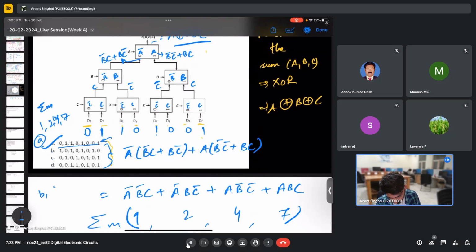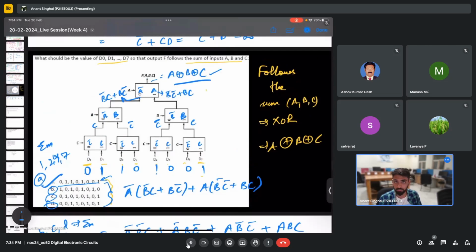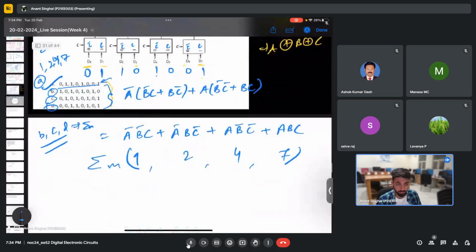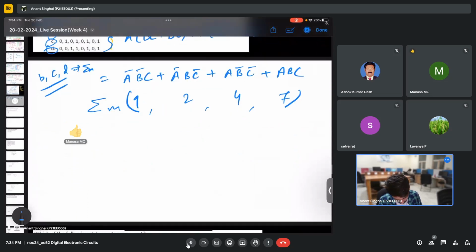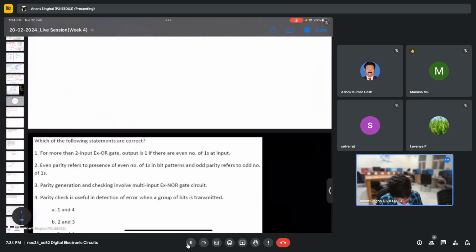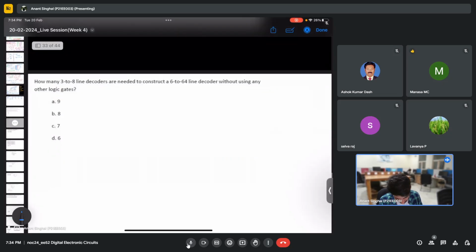Similarly, you can check for all the other options also. Maybe in the next class, you can let me know what is the output expression coming, maybe in terms of min term only for all of these options. Is this question clear? Solution, is it clear? Okay, fine. So let's move ahead. So let's move this. This is theoretical.